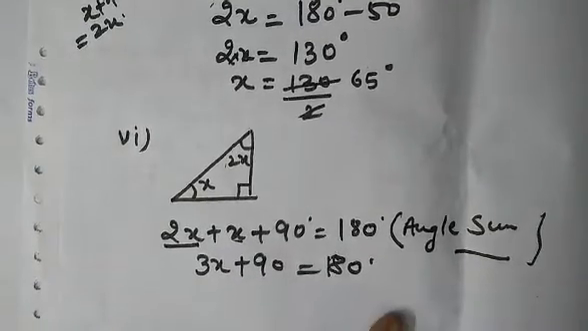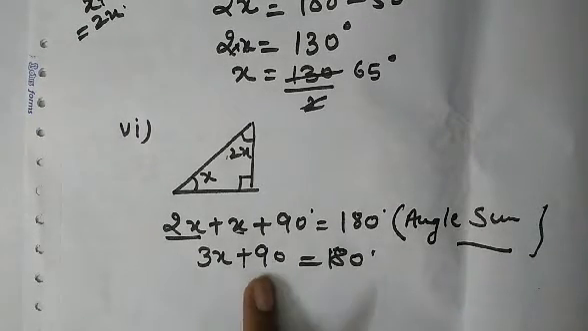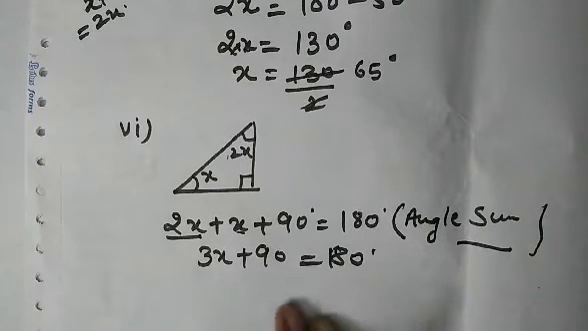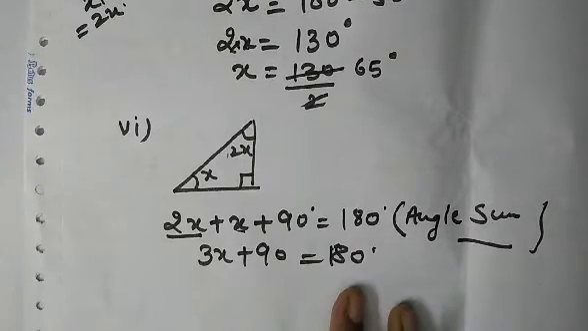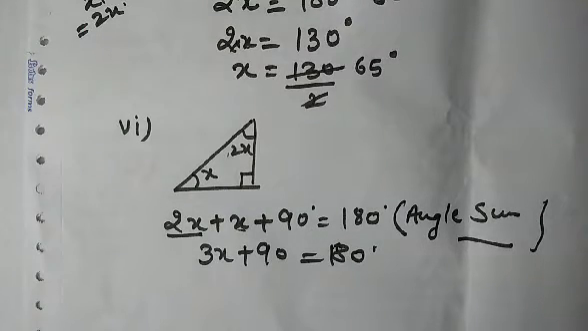Now the next step I am leaving for you. You can complete it yourself. Shift this 90 to that side, it will be 180 minus 90 and you can find x. x will be 30 degrees. This I am leaving for you. Now come to the next question.